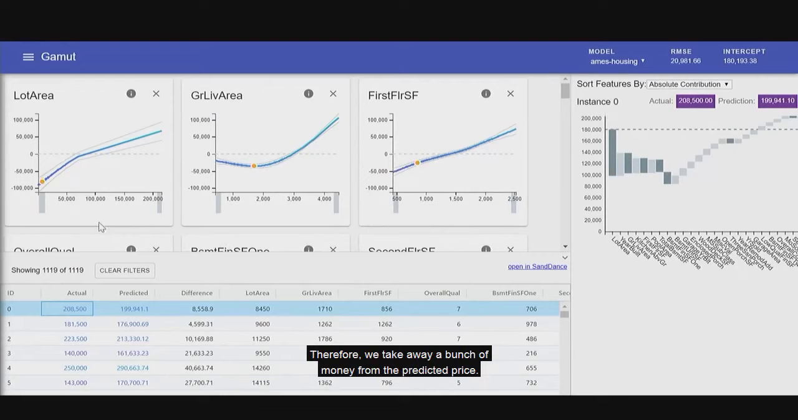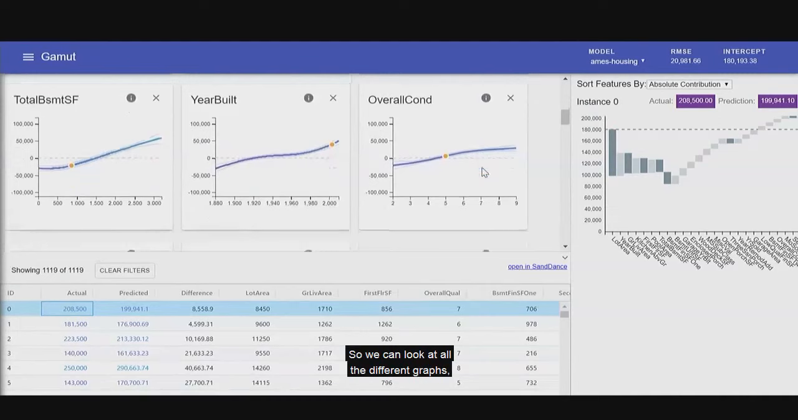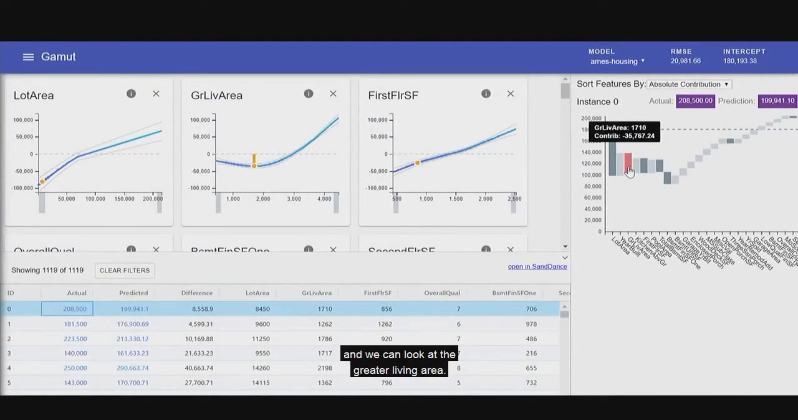But it was built fairly recently, so we can look at the recent years. You can look at all the different graphs. And we can look at the greater living area. Again, it's less living area, so the first floor square footage is also negative. And you can look at all the different qualities.